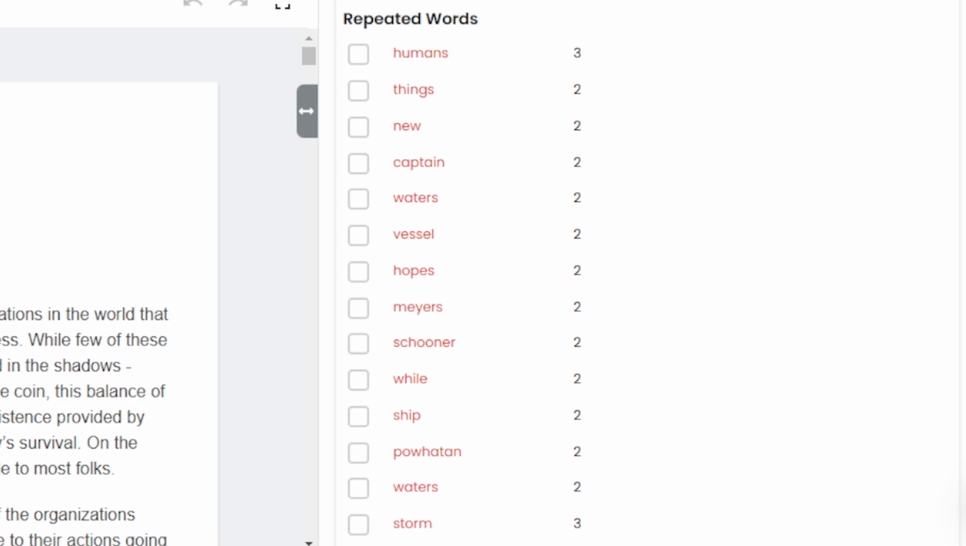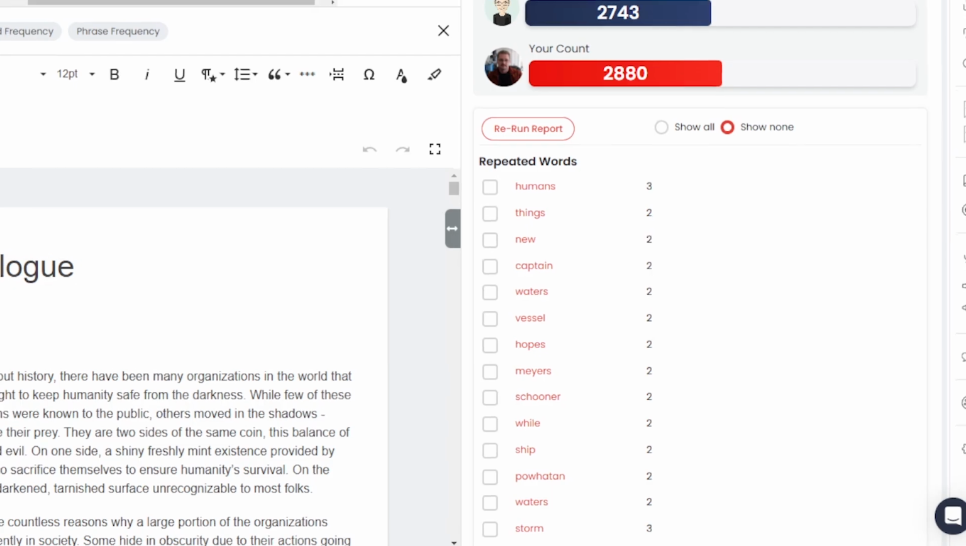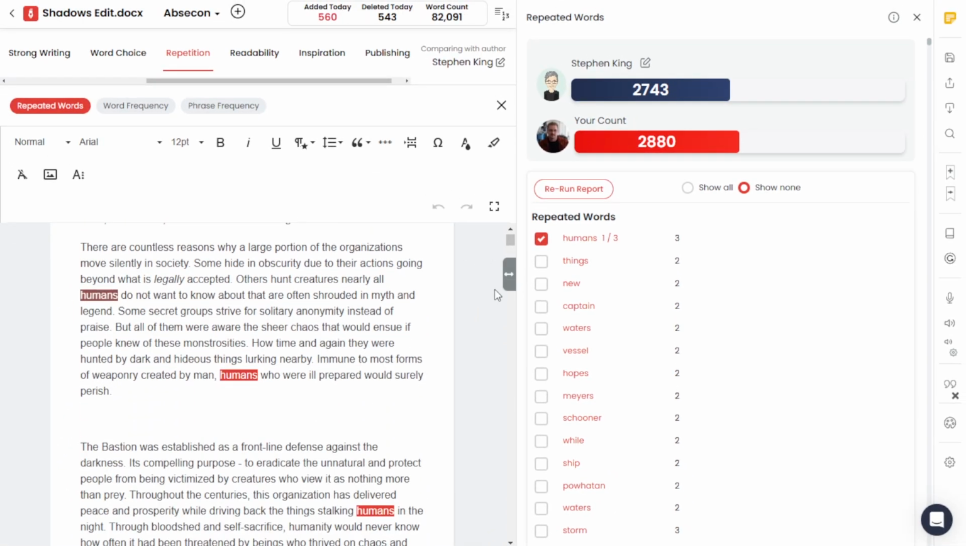So with AutoCrit, it'll show you how many times the words are repeated throughout the entire manuscript. As you can see, the first one that it detects is humans. If I click on the checkbox, it'll show me that I've got 3 instances of the word humans within a certain distance from each other. Now, you don't necessarily have to fix every single one of these. Sometimes that word just makes better sense.